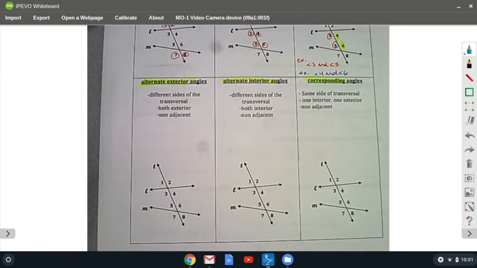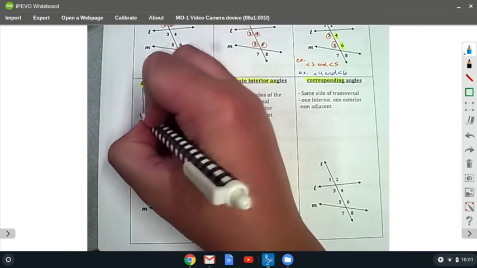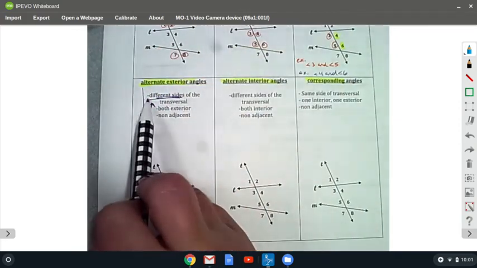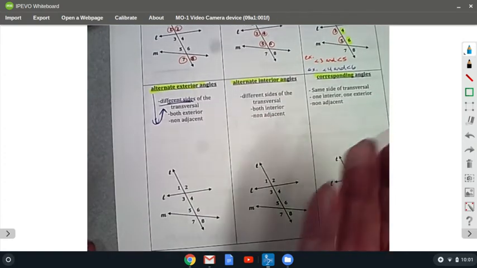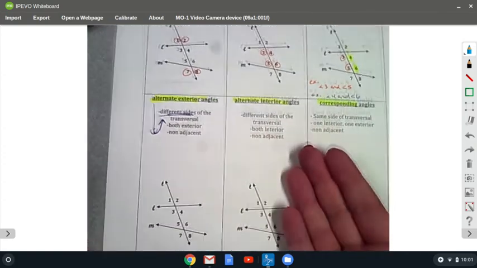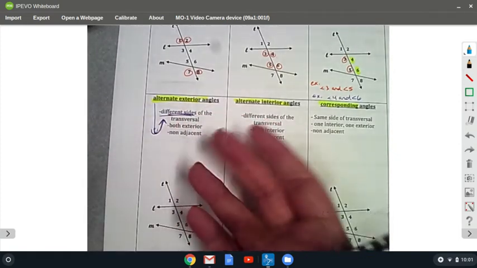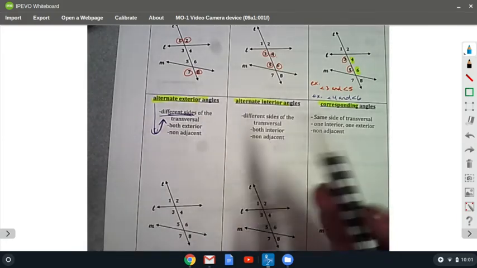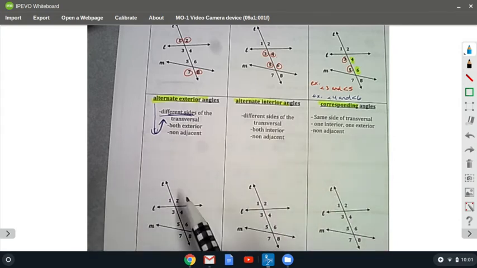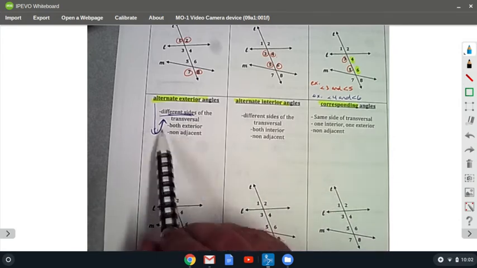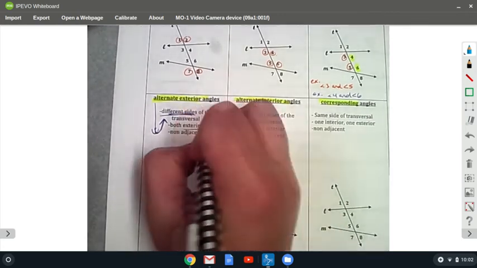Alternate exterior angles. Alternate means they're on different sides of the transversal. So if you alternate with somebody in a sport, then you switch in and out with them. So in basketball, somebody might be your alternate. That means you sub in and out for each other, so you're on opposite times. So in math, it's opposite sides. So we're on different sides of the transversal if it's alternate, and they're both exterior.